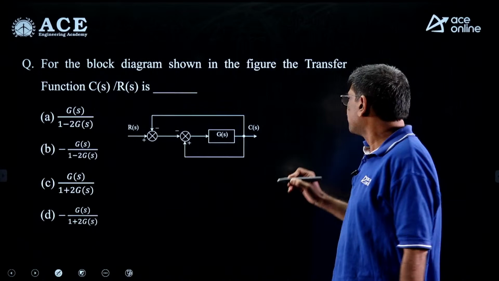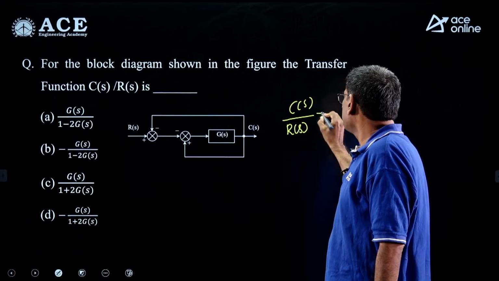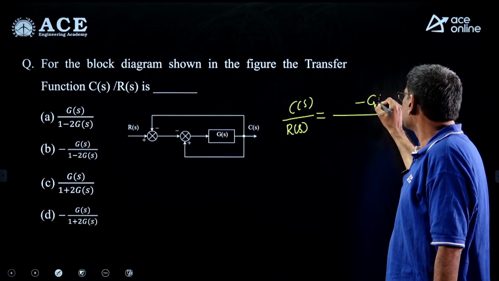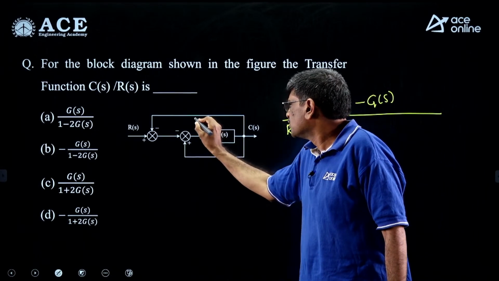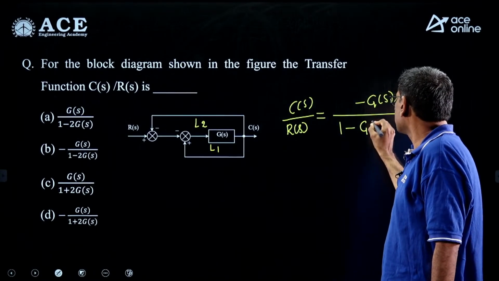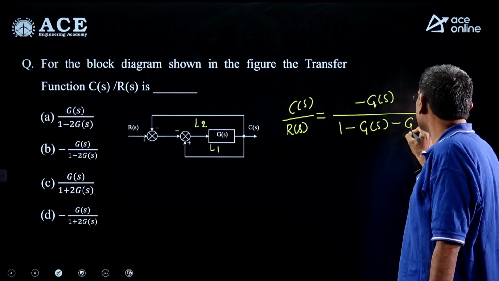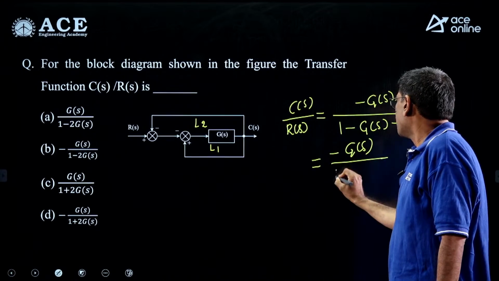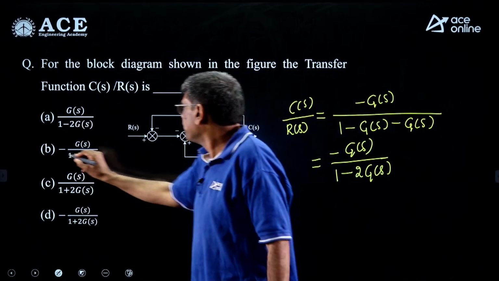So by using the Mason's gain formula, C of S divided by R of S equal to, so here there is only one forward path. The forward path gain is minus G of S divided by 1. There are the 2 loops. This is loop 1, this is loop 2. So the loop 1, opposite sign of loop gain is minus G of S. Again opposite sign of second loop, here minus minus become the plus, opposite sign means minus G of S. So the answer is minus G of S divided by 1 minus 2 G of S. So answer B.